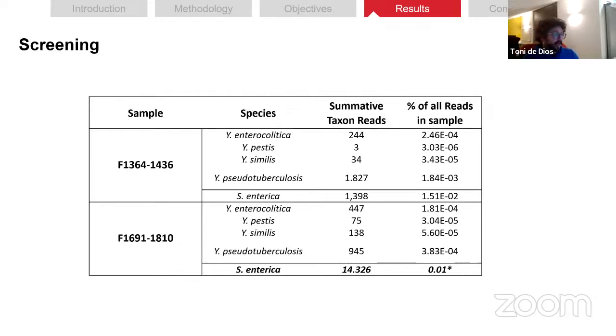For the metagenomic screening, what we see is that there are not many sequences that could be directly related to Yersinia. Those numbers seem quite big, but if you BLAST at the end for metagenomic studies, BLAST is the gold standard analysis. We see that most of those sequences cannot be assigned directly to Yersinia pestis. In contrast, we find a significant amount of Salmonella enterica sequences.